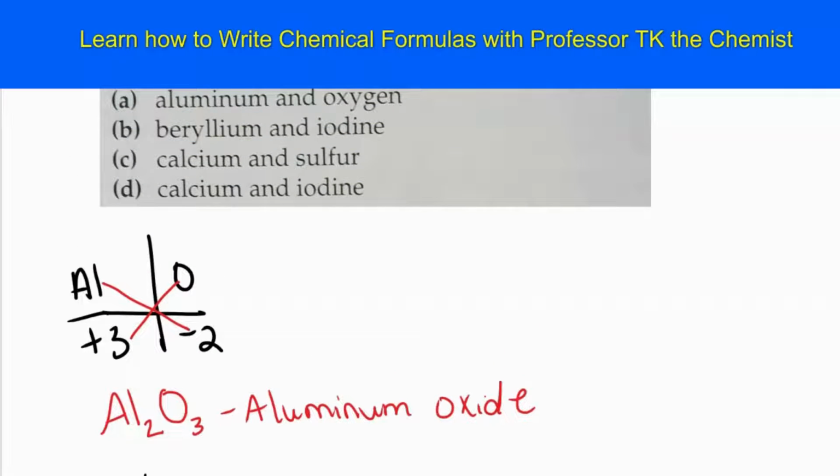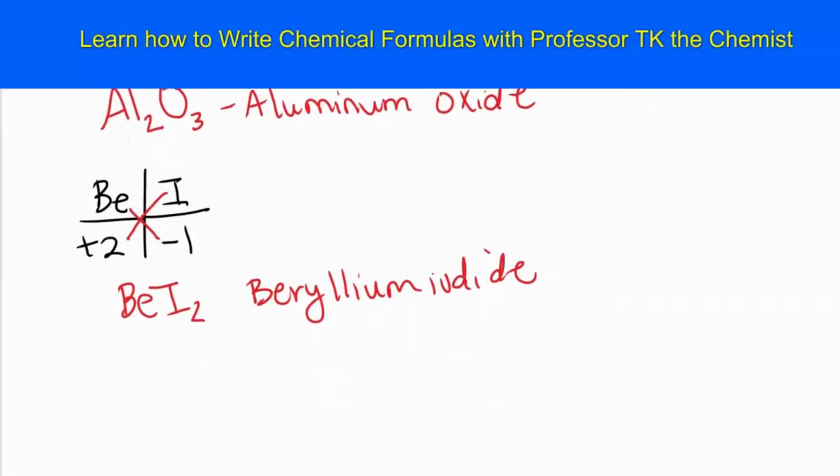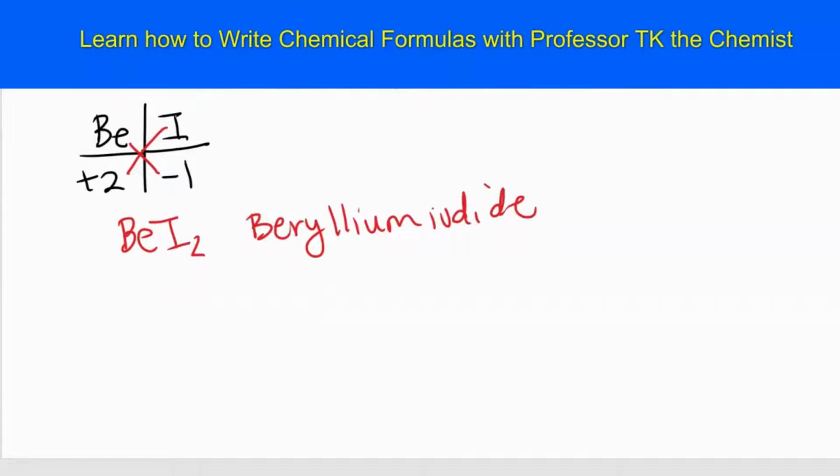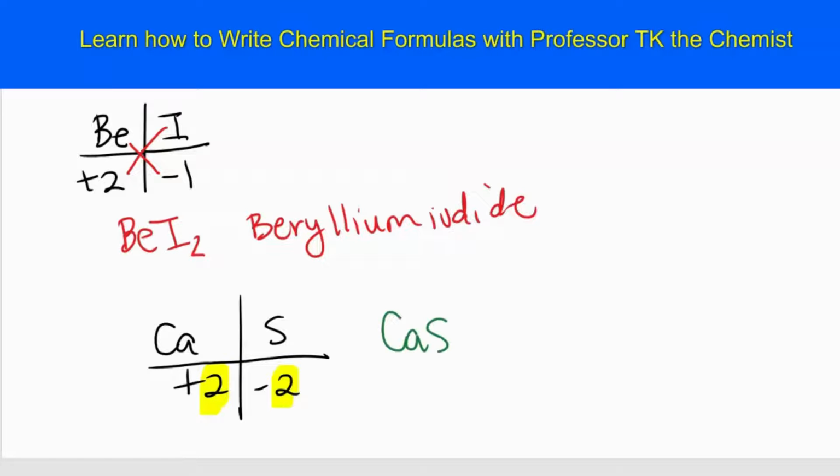The next one was calcium sulfur. So again, calcium has a charge of +2. Sulfur has a charge of -2. Anytime the numbers are the same, forget about the positive or negative sign, but look at the numbers. When the numbers are the same, they cancel out. So we end up with simply CaS. And the name of this formula is calcium sulfide.